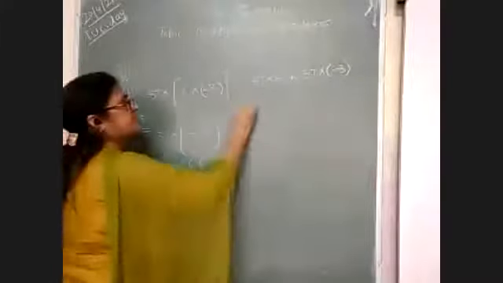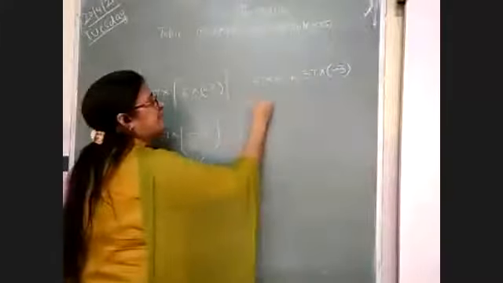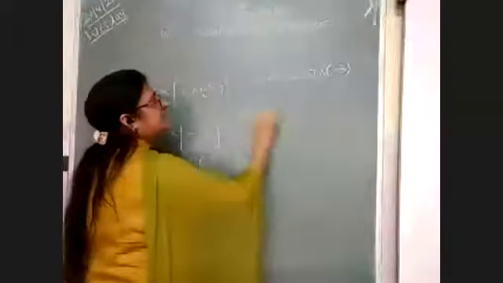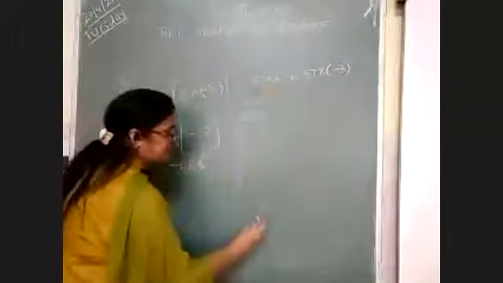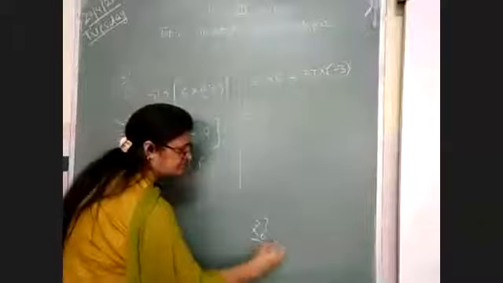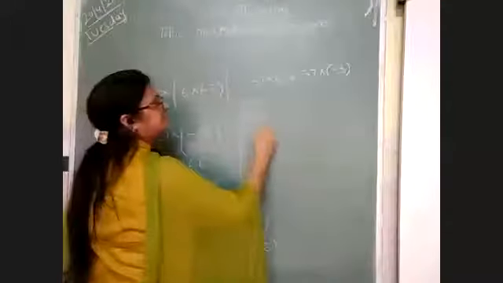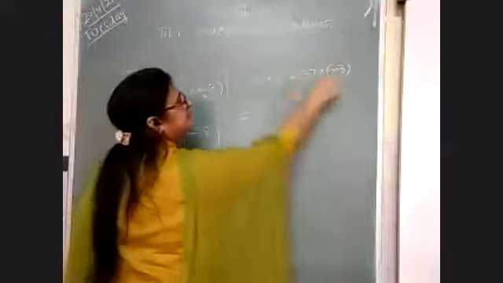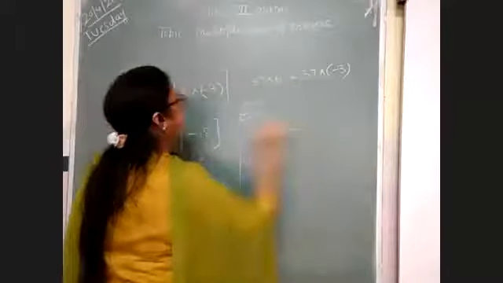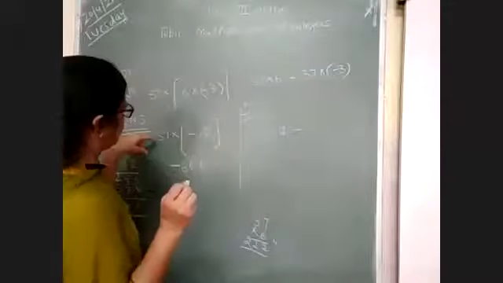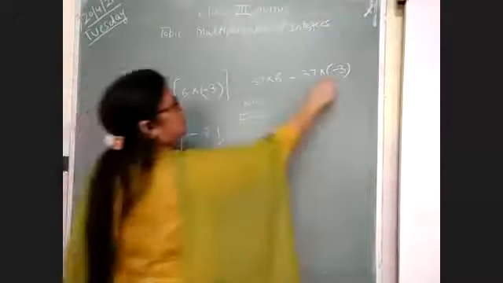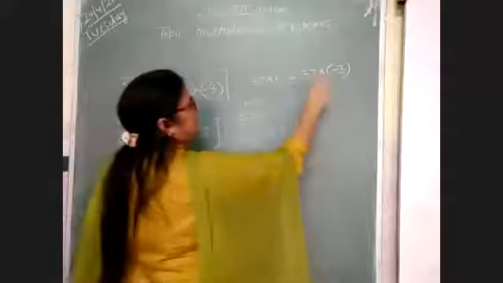Now I will take the right hand side. In the right hand side, 37 multiply by 6, 222, plus minus minus. So 37 multiplied by -3.